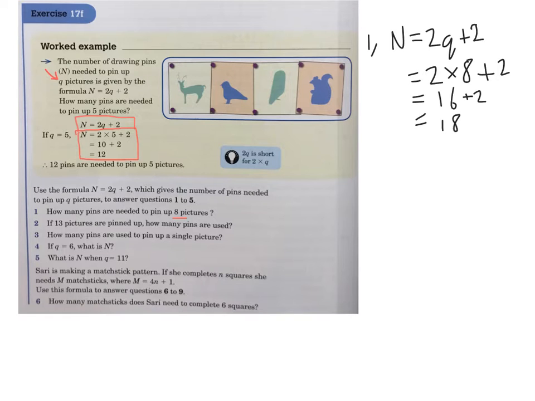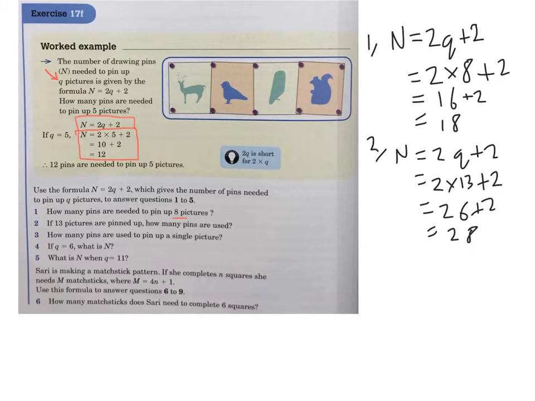And that's number 1. Number 2, if 13 pictures are pinned up, how many pins are used? Well, the formula is still the same. Q is the number of pictures. They say there's 13. So 2 13s are 26. Plus an extra 2, you'd need 28 pins. Number 3, how many pins are used to pin up a single picture? Well, I don't think you'd need any formula there. Just 4. 2 1s are 2 plus 2, which is 4.